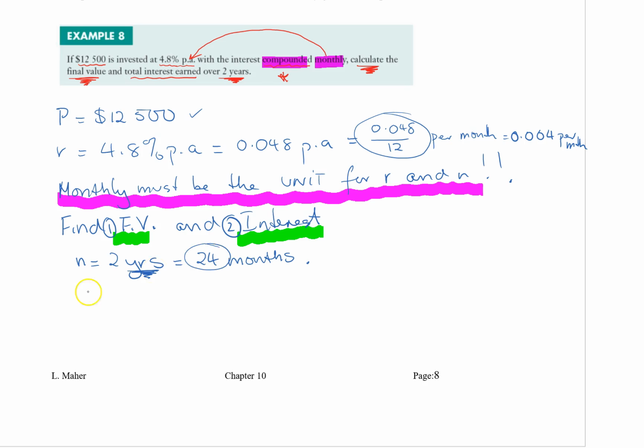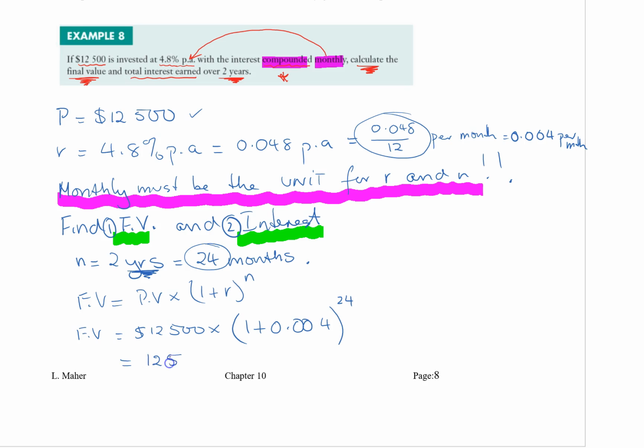So I'm finding the future value, which is the present value times 1 plus R to the N. So the future value is our 12,500 times 1 plus 0.004, and N is 24.